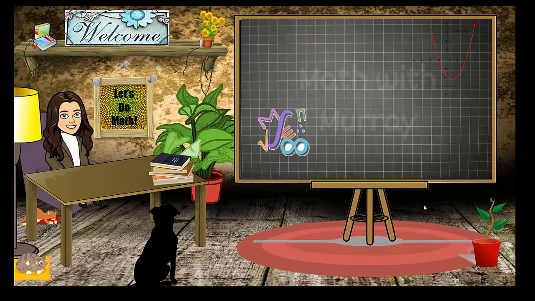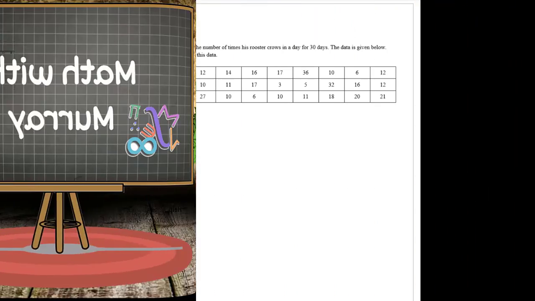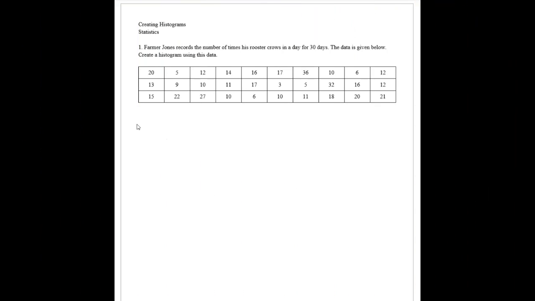Today, we're going to go over an example of how to create a histogram by first creating a frequency table with intervals, and then using that frequency table to create a histogram. In this example, Farmer Jones records the number of times his rooster crows in a day for 30 days. He records his data and has asked us to create a histogram.